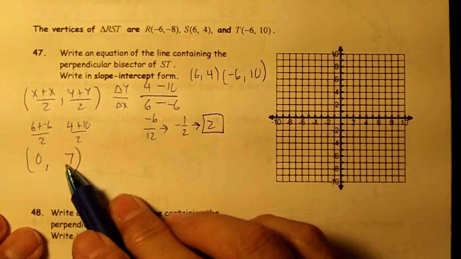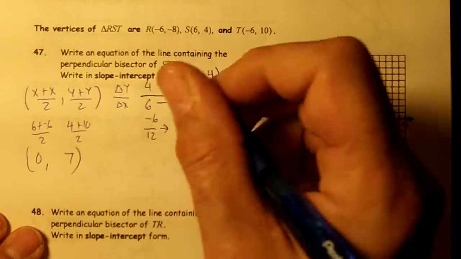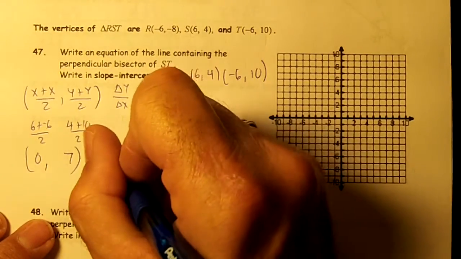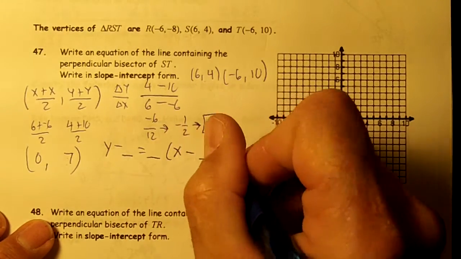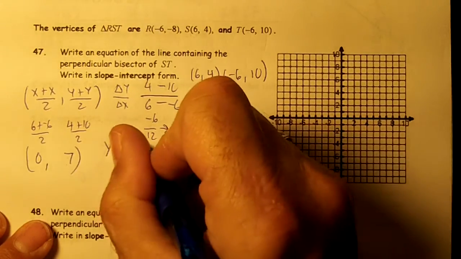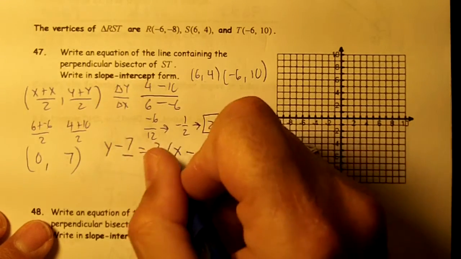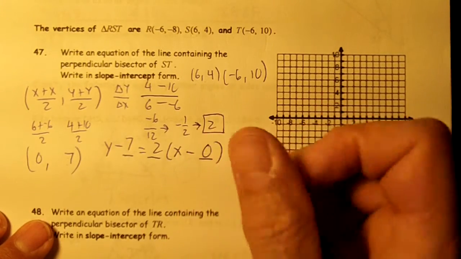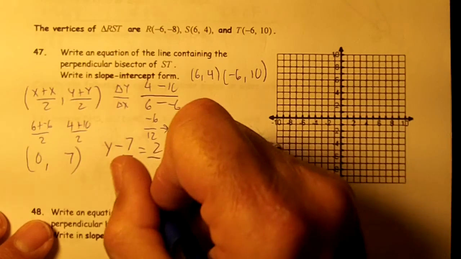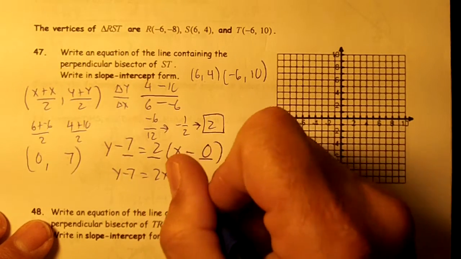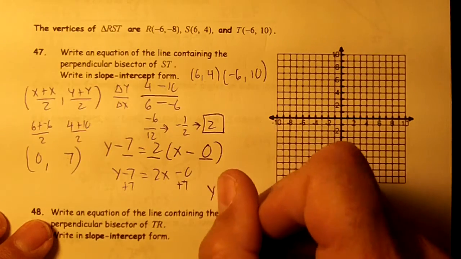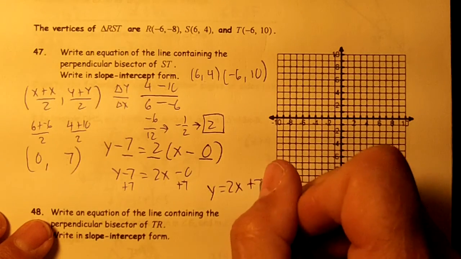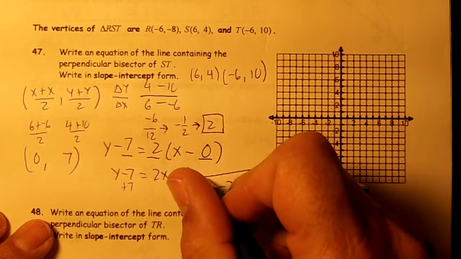Okay, so we know the slope and we know a point. We're going to plug it into point-slope form. y minus blank equals blank, parentheses, x minus blank. Our y is 7, our m is 2, and our x is 0. So we're going to get y minus 7 equals 2(x minus 0). Move over the 7. y equals 2x plus 7 is the line.